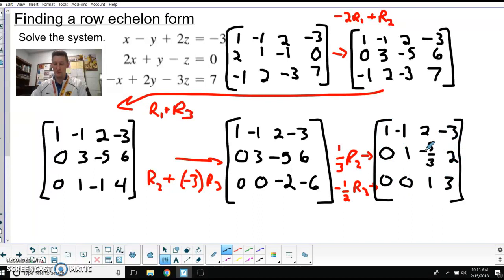Okay, if it's in row echelon form, now again I was told to solve the system. So at this point I know that z is equal to 3. So as I'm finding my ordered triple, 3 is the answer for z. Okay, so I'll take 3, plug it back in for z, and solve for y. Just think about that. 3 times -5/3 is going to be -5. So this is going to be y minus 5 equals 2. Well, what minus 5 equals 2? That's going to be 7. So 7 is going to be the value of y.